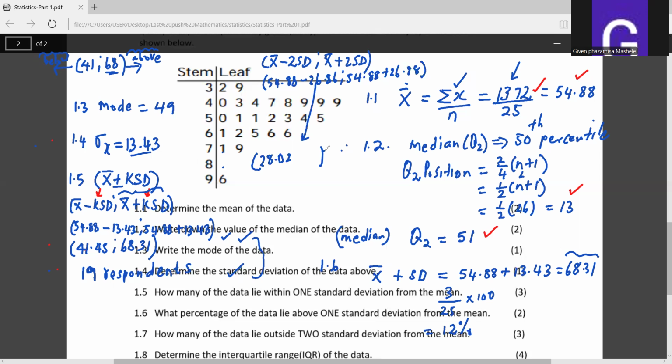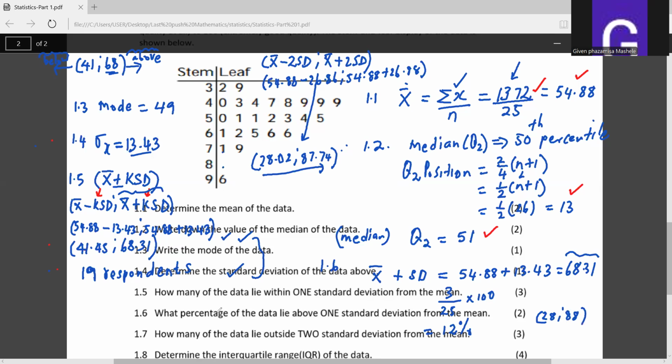28.02, followed by, okay, let me open the brackets here. Then the same applies, but I'm going to add now instead of subtracting. We start with the minus first, so this plus would be 87.74. Remember, you have to leave the answer like this in the exam. If we round to the nearest, we'll have 28 and 88. So it's roughly 88.